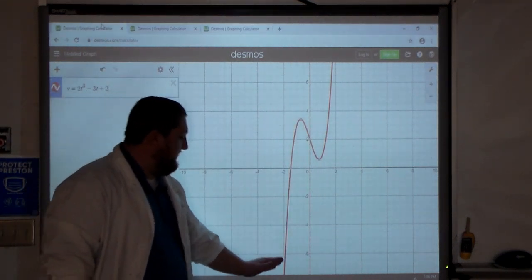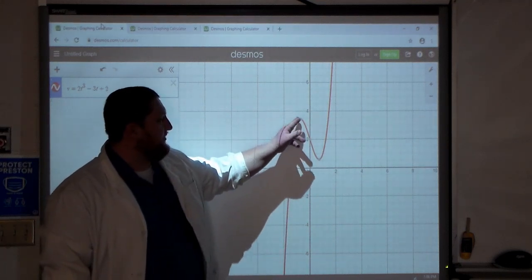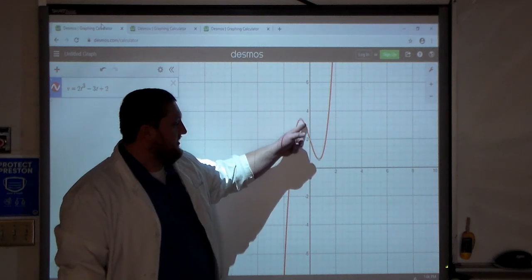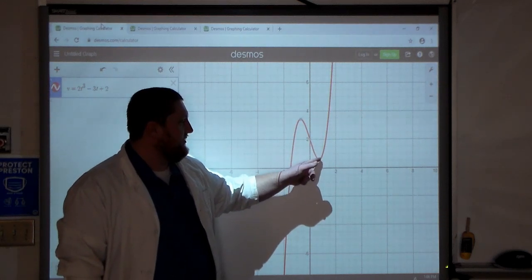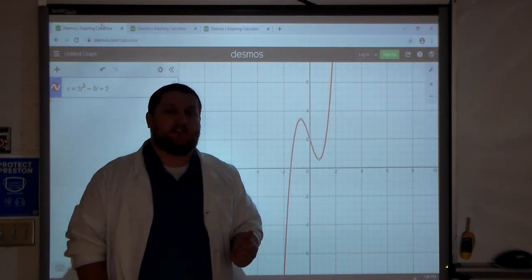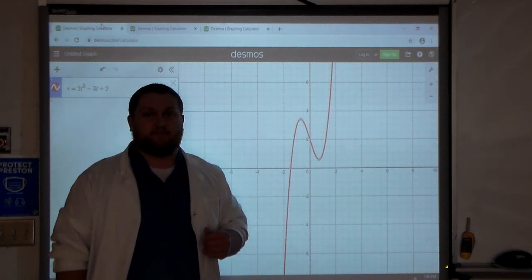Comparing to the original graph, the slope is positive all the way through here. The slope becomes 0 at the peak of this. I now have a negative slope, it becomes 0 again, and then positive the rest of the way. So this matches up. We did our derivative correctly.